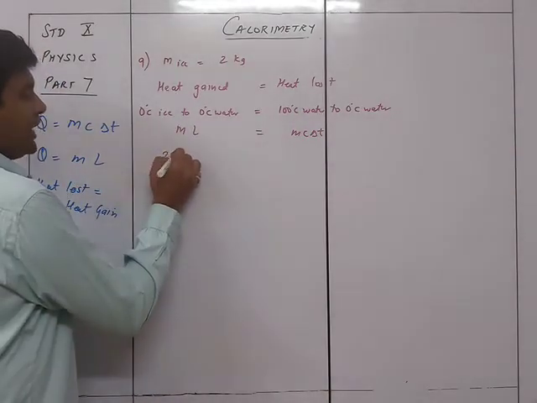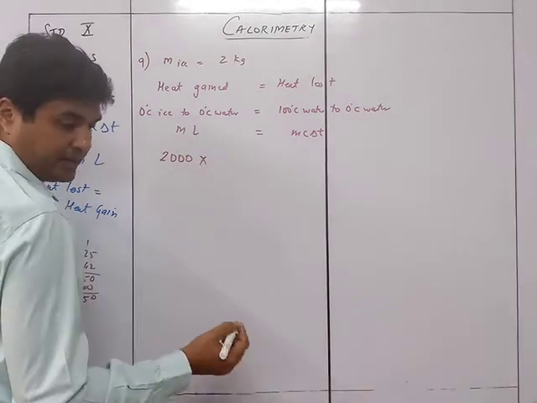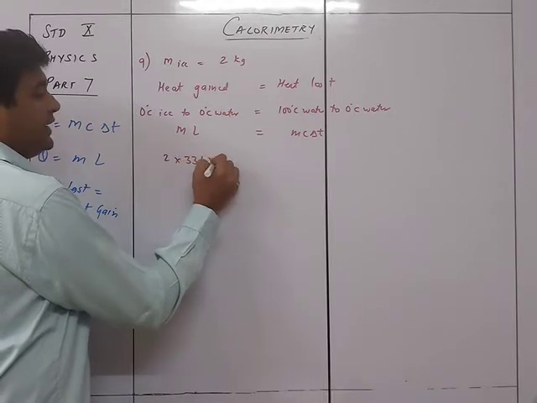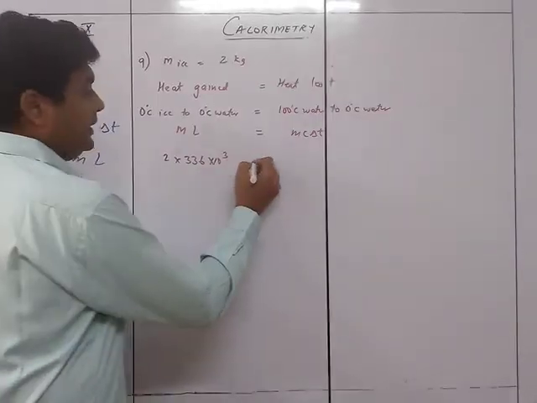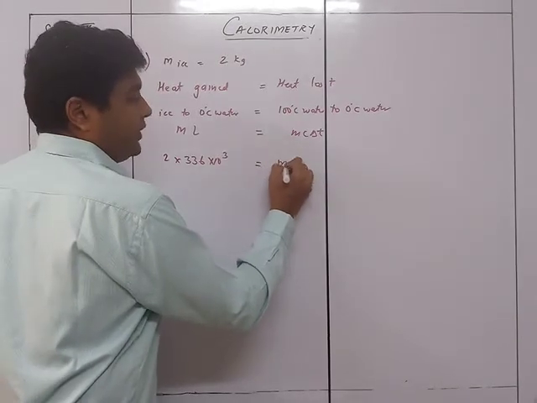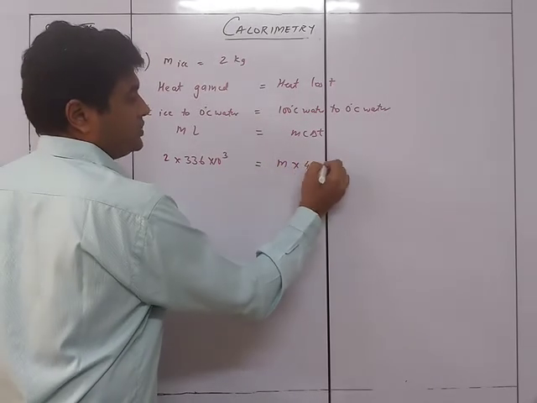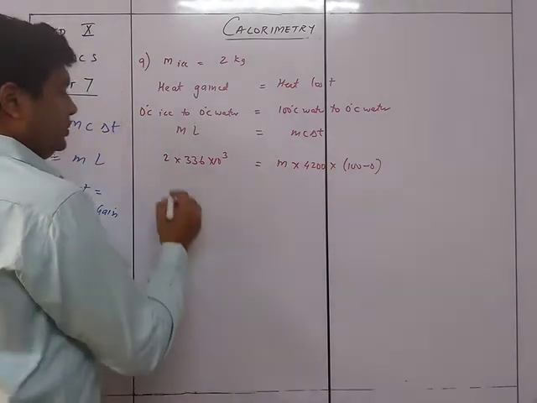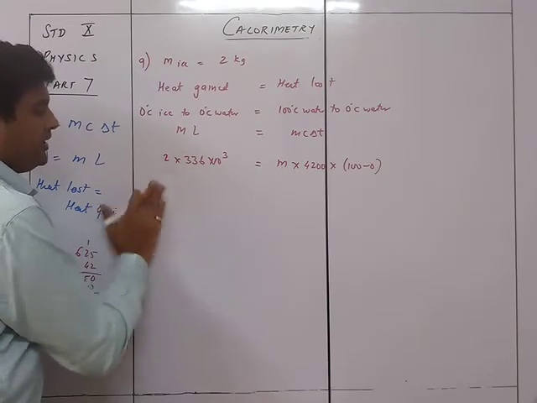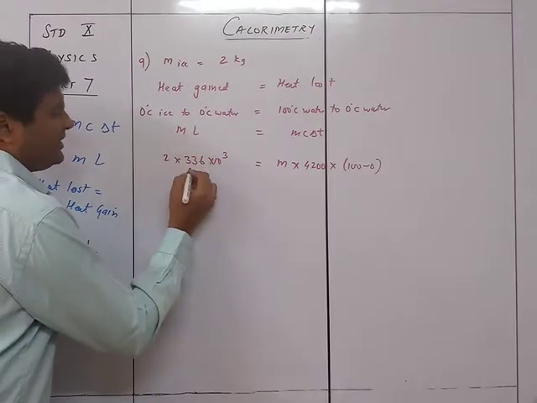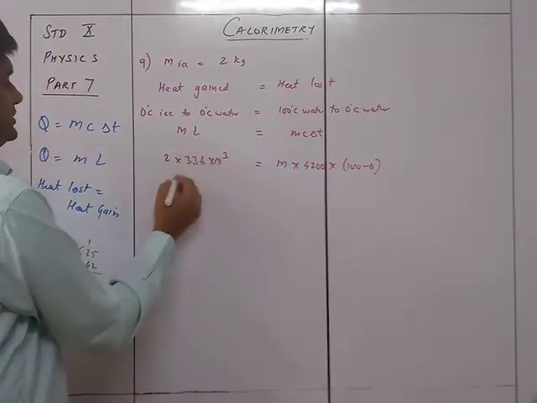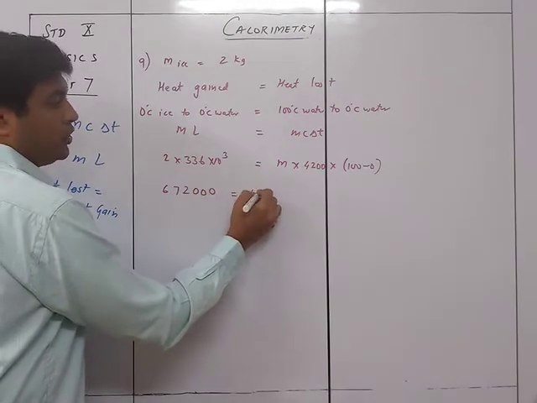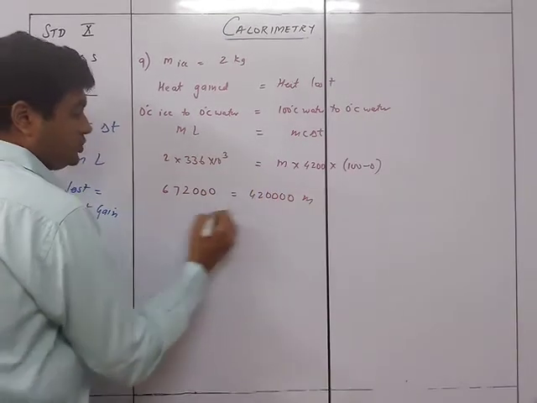So from here we know mL. This is 2000 into L, or it's already given in kg. So it will be 2 into 336 into 10 raised to 3 is equal to m, which I need to find out, into 4200 into the temperature, which will be 100 minus 0. So you get 336 into 2, which is 672000, is equal to 420000 m.